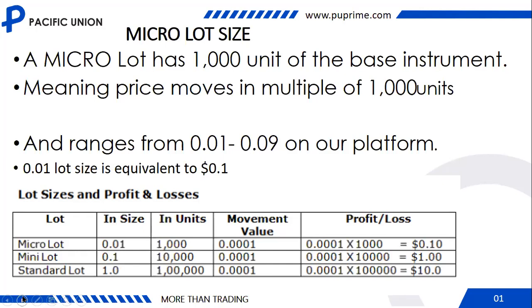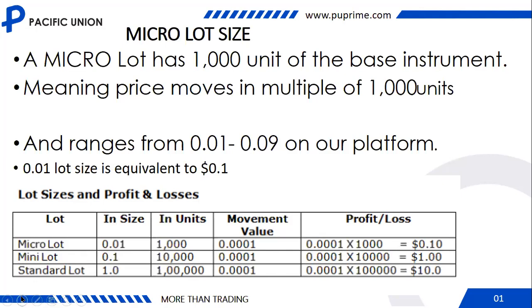So in summary, let me summarize it for you. The micro lot size is the smallest, which is 0.01 on our platform, and the pip value is 10 cents. While the mini lot size is 0.1 and the pip value is 1 pip equals $1. While the standard lot size is 1.0 and 1 pip equals $10. Okay, so I hope you understand lot size very well because it plays a very integral role in trading.